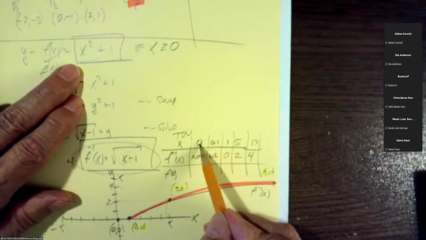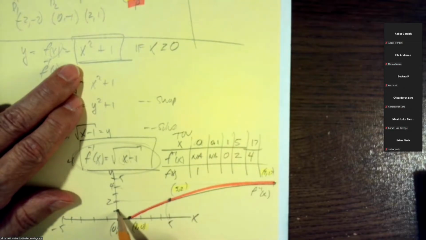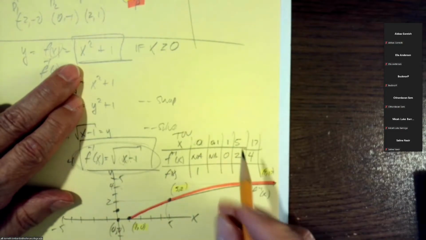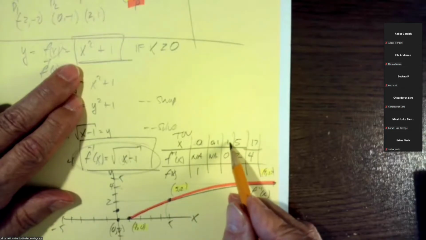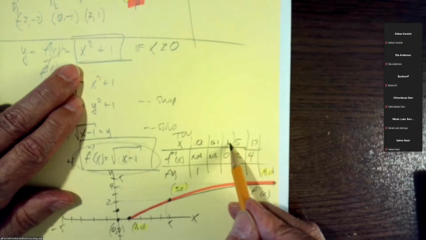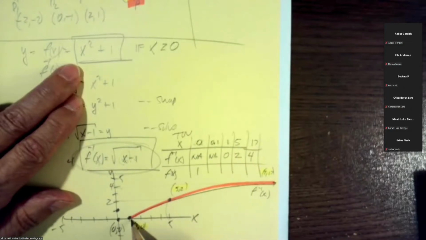If we have x at 0, f of x is going to be 1, right? So 0 we have up here at 1. And if x is 1, we would have root of 2, which is roughly 1.4, so maybe here.